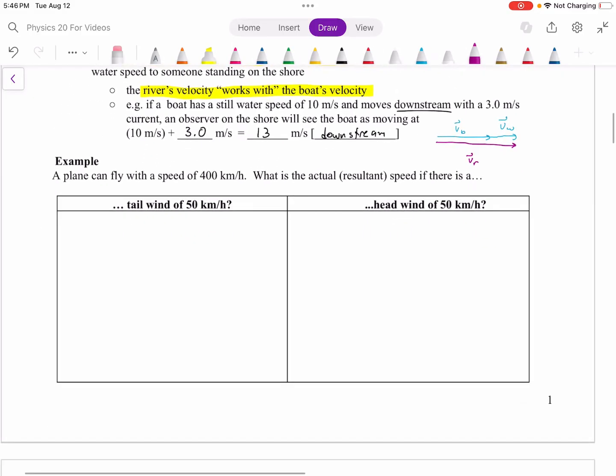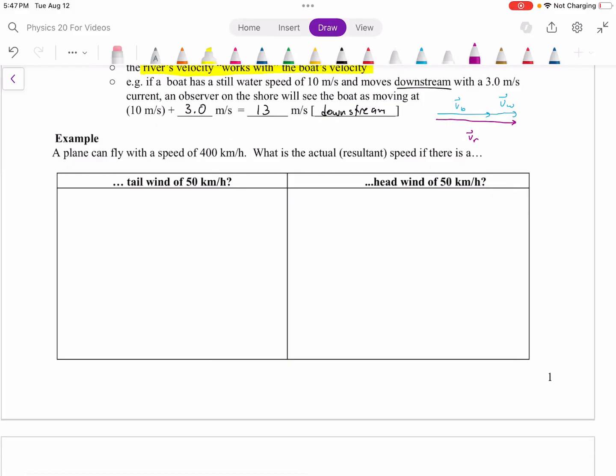Okay, let's try out an example here, a very similar example. A plane can fly with a speed of 400 kilometers per hour. So we want to know what is the actual or the resultant speed that we would see looking at that plane from the ground, right? If there is a tailwind of 50 kilometers per hour.